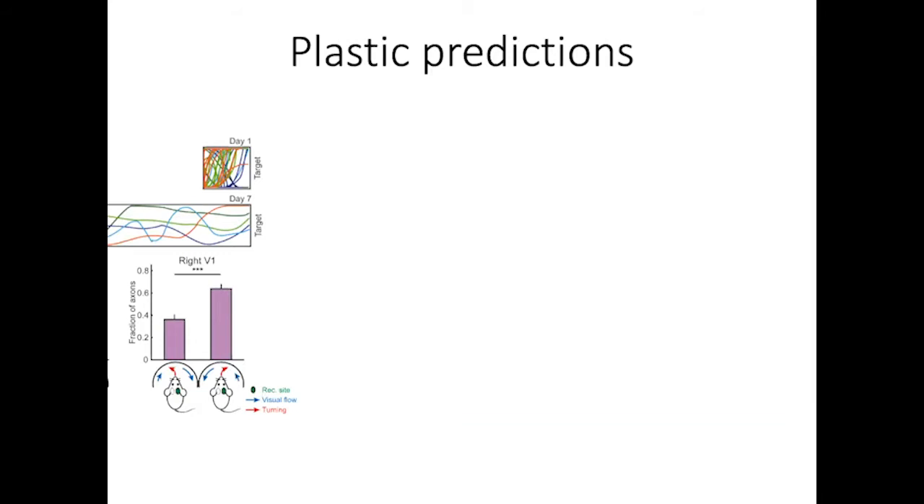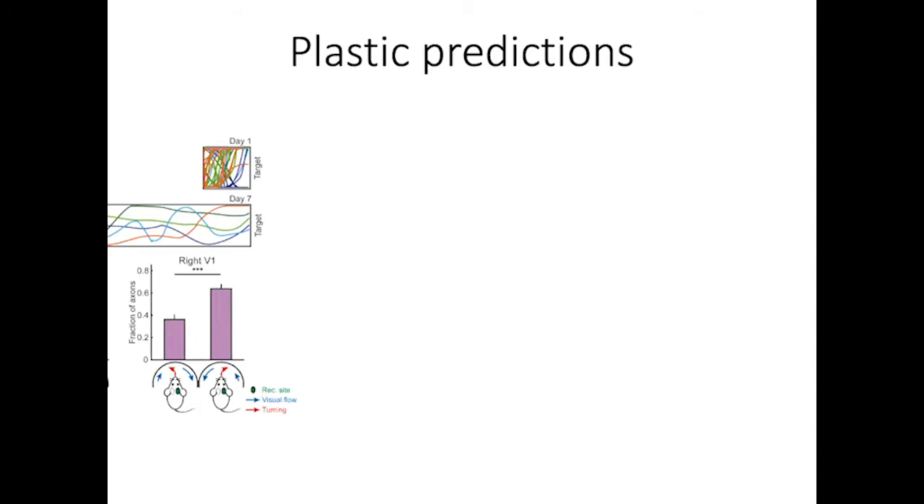Yes, exactly. Or you make the perturbation where you switch it 30 degrees to the right or to the left. So the visual flow, the tunnel is the same, but the visual flow is not symmetric. Right.